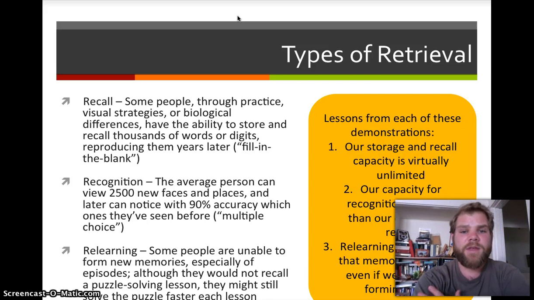So we can learn some things from these different types of retrievals. Our storage and our recall capacity is virtually unlimited, as you saw those people in the video that remembered every single day of their lives. They don't seem to be overloaded with information. In fact, they're adding new information every single second of their lives. Also, our capacity for recognition is greater than our capacity for recall. That's important, and that's probably why it's a bit easier. And relearning can highlight that memories are there even if we can't recall forming them. This is the automatic processing that we were talking about.